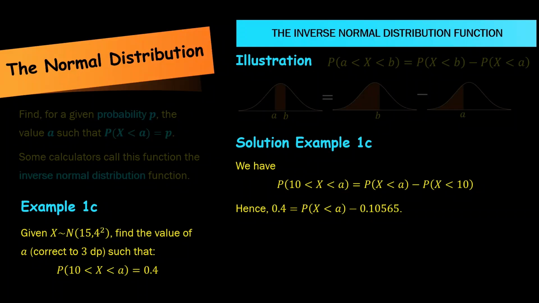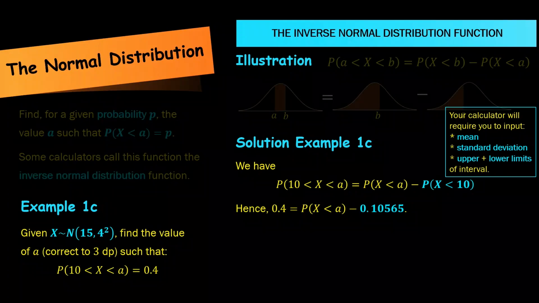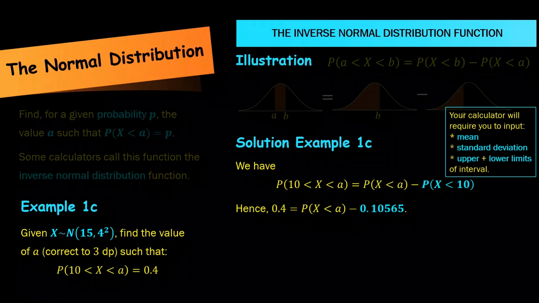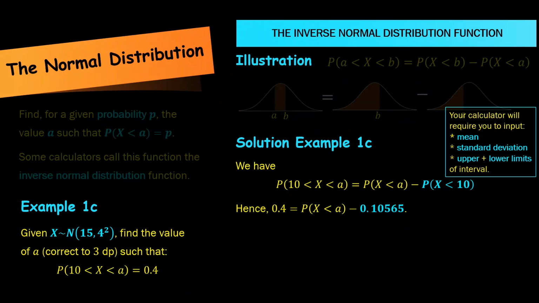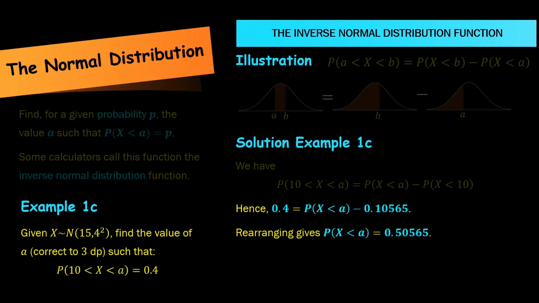And so we have 0.4 equals the probability that x is less than A minus the probability that x is less than 10, which equals 0.10565. We can obtain this by inputting the mean, the standard deviation, and the upper and lower limits of the interval. This is from our previous session, and we can do this, of course, on our calculator. Rearranging this gives us that the probability that x is less than A equals 0.50565.